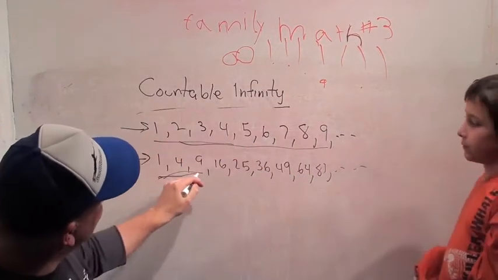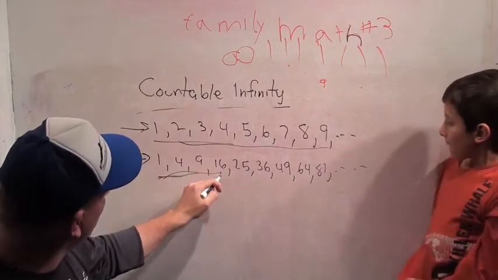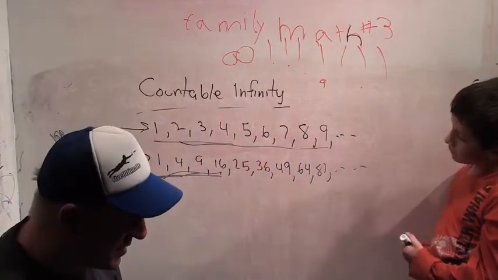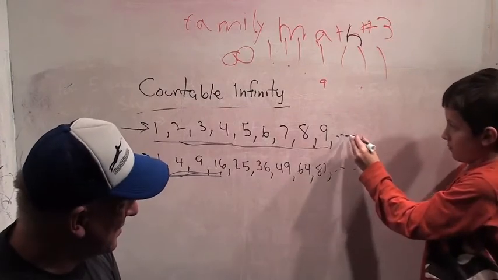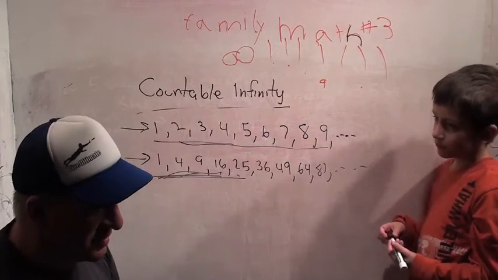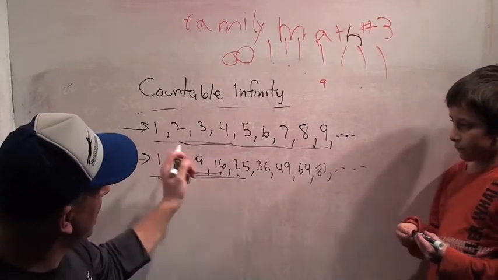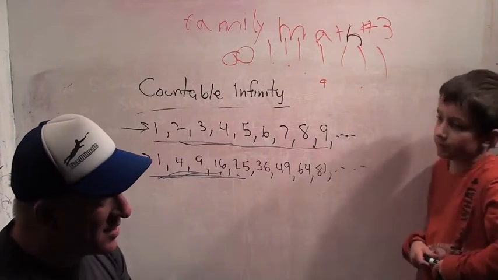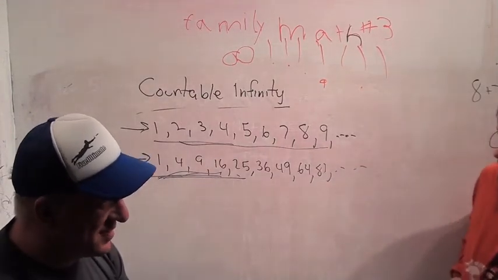When I get to 16 on this list, I only have 4 numbers. When I get to 16 on this list, how many numbers would I have? 16. Okay. When I get to 25 on this list, how many numbers would I have? Only 5. And when I get to 25 on this list, how many numbers would I have? 25. Wow.